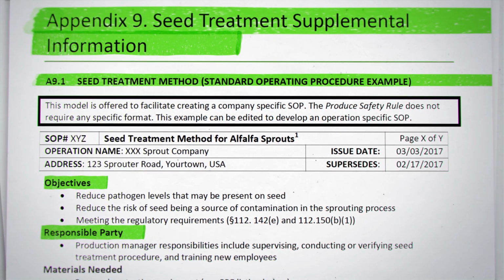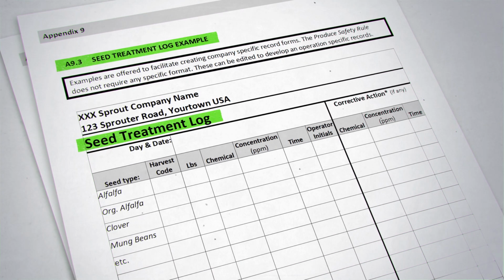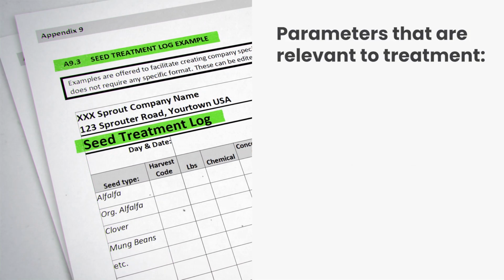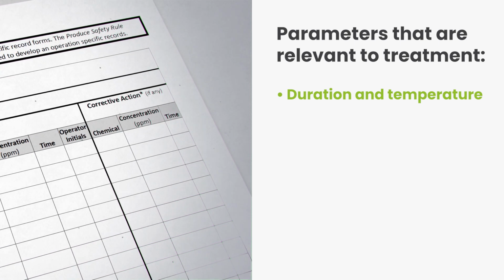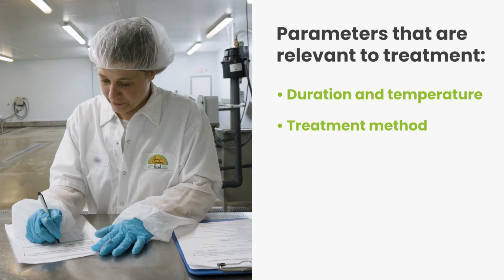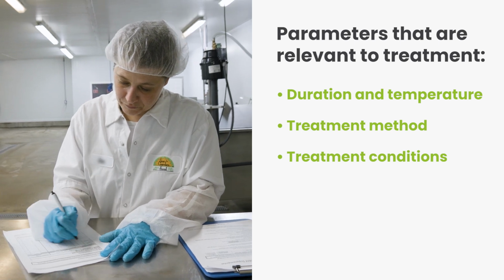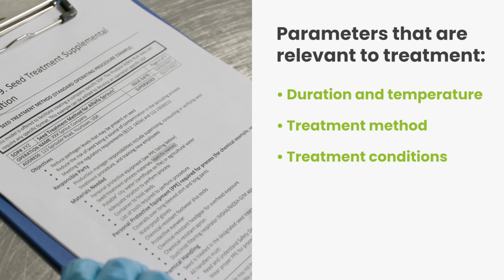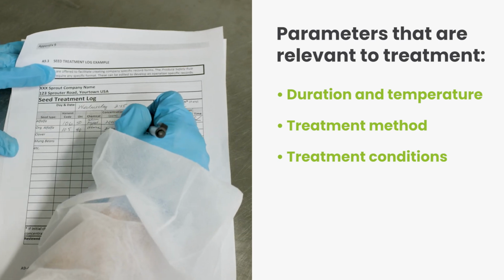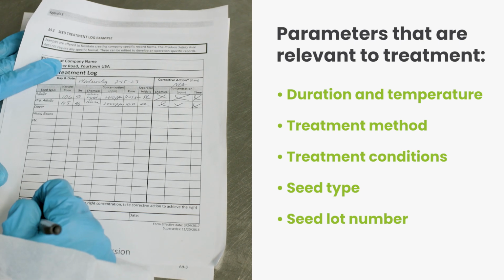also known as SOP. Seed treatment log records must include the actual values and observations obtained from monitoring the treatment, for example, related to the time and temperature, chemical composition and concentration, equipment used, pH, and information about mixing or agitation. These records must also include information about your operation, type and lot number of the seed, and the date and time of the treatment.